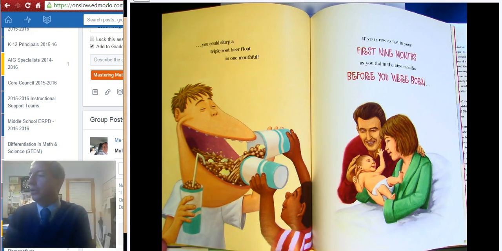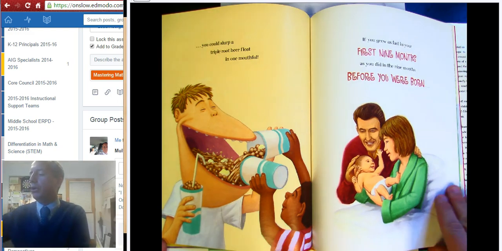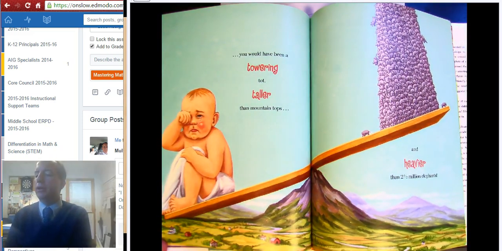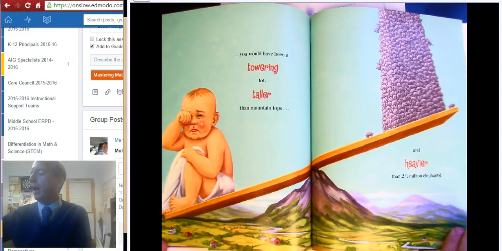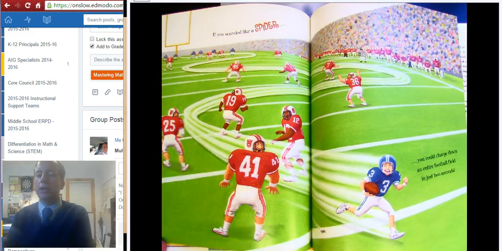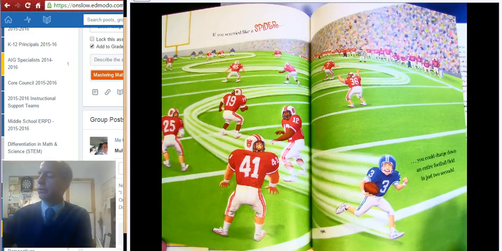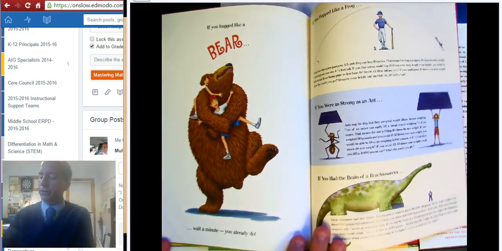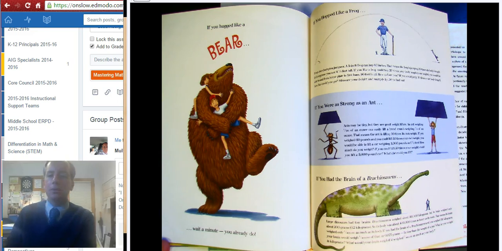If you grew as fast in your first 9 months as you did in the 9 months before you were born, you would have been a towering tot, taller than a mountaintop, and heavier than 2.5 million elephants. If you scurried like a spider, you could charge down an entire football field in just 2 seconds. If you hugged like a bear, wait a minute, you already do.